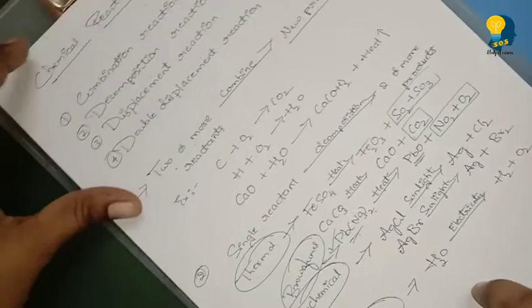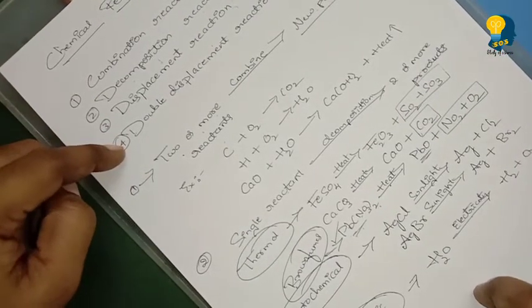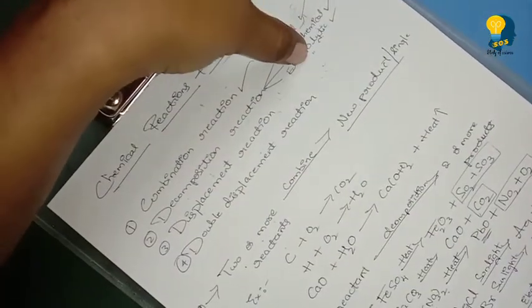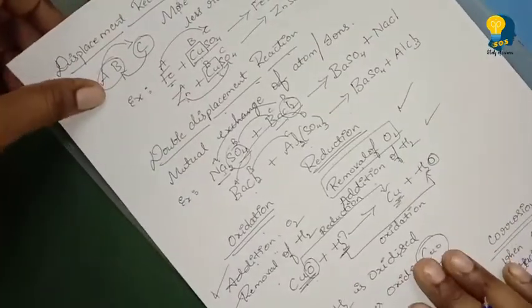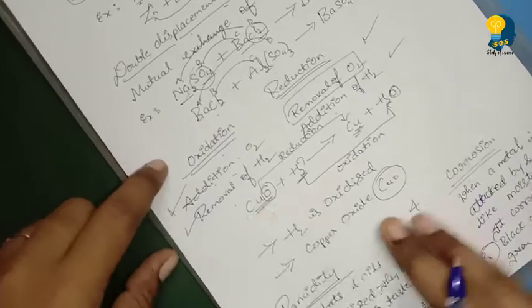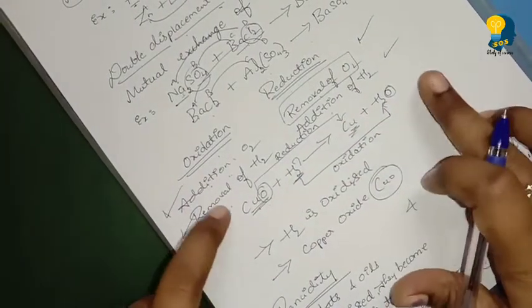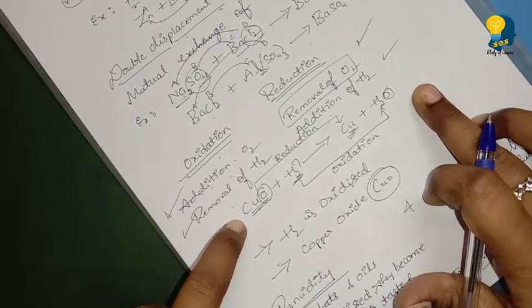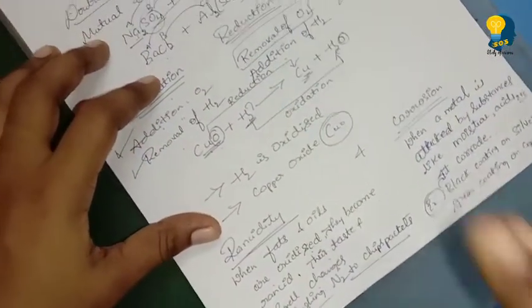Learn the 4 important reactions: combination, decomposition, displacement, and double displacement reactions. Under decomposition, learn thermal, photochemical, and electrolytic decomposition. Learn these equations, and then learn double displacement reaction. Then learn the concept of oxidation and reduction, which is oxidized and which is reduced. By knowing this concept, you will understand. Finally, learn rancidity and corrosion. You will get 4 marks out of this.